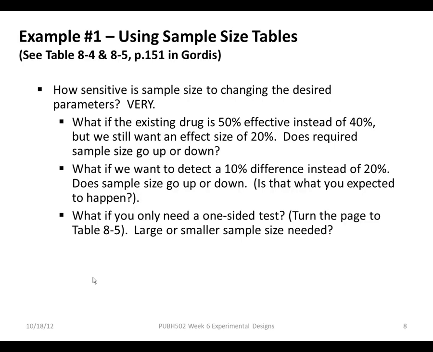Finally, if you can justify only needing a one-sided test, you can turn the page, and there's the same table for one-sided tests. And again, think about whether you're going to need more or fewer people in your study if you're only doing a one-sided test. And see if that matches your expectations.